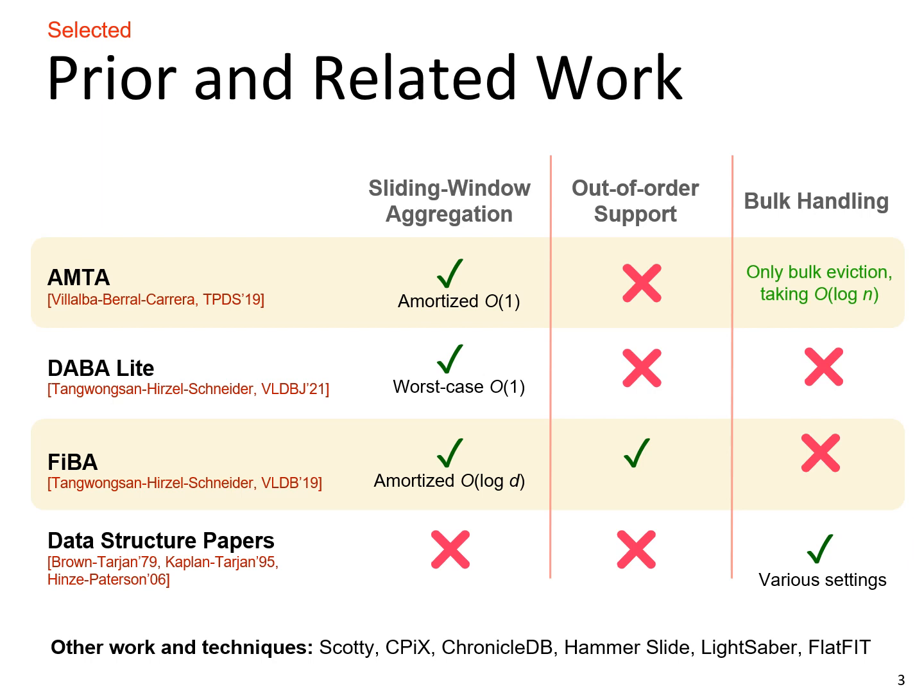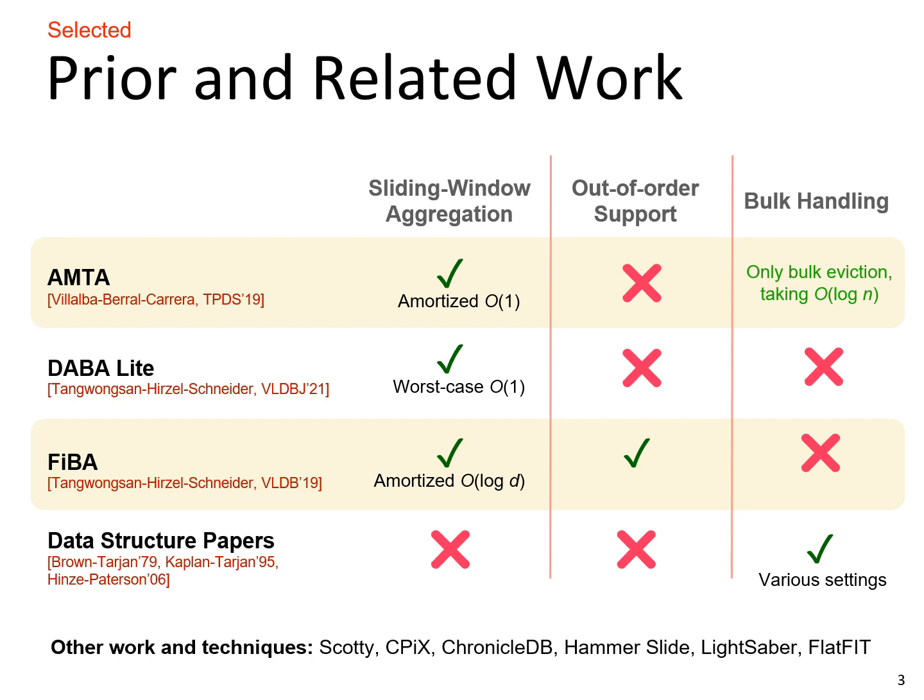While there is prior work on sliding window aggregation, none of it handles the full generality of what this paper presents. The AMTA algorithm performs sliding window aggregation, but doesn't handle the out-of-order case. And while it handles bulks, it only does so during eviction, not during insertion. The Daba-Light algorithm handles sliding window aggregation very efficiently, but handles neither out-of-order arrivals nor bulks.